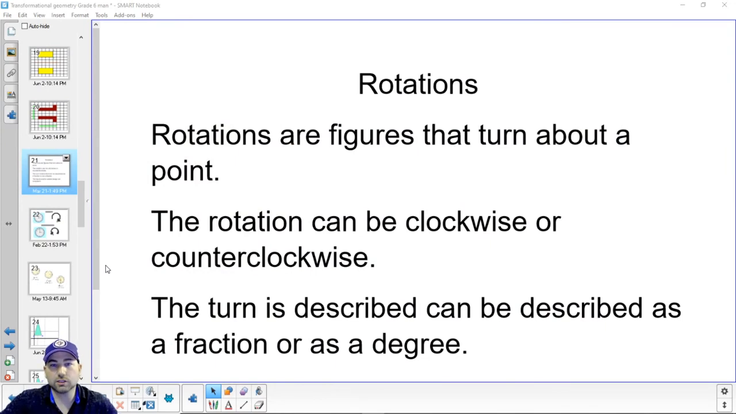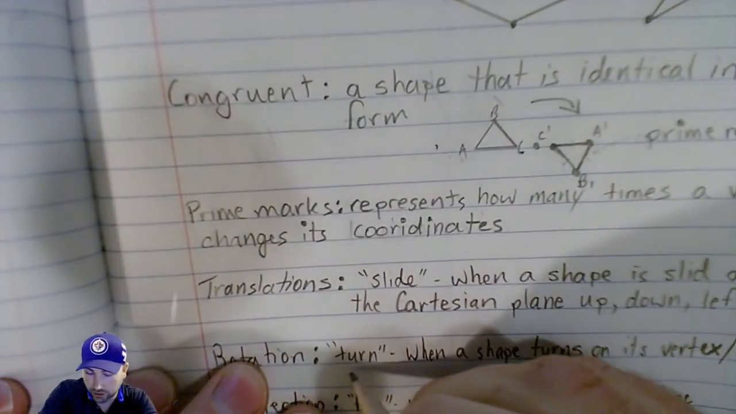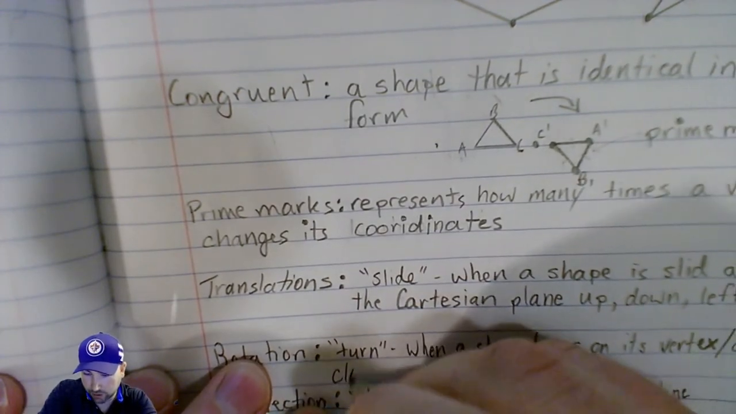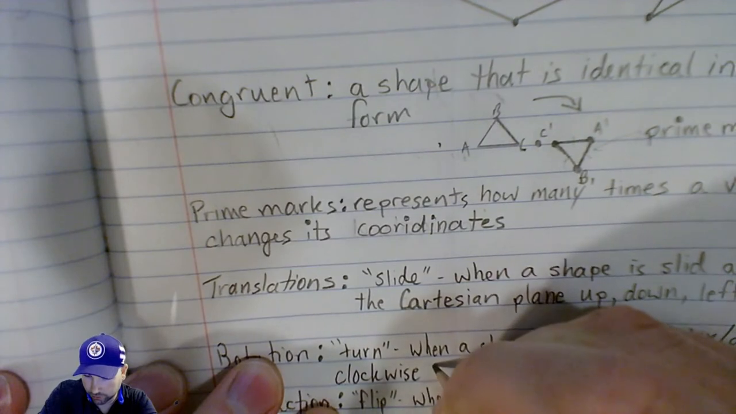Okay, rotations are figures that turn about a point or vertex. A rotation can be clockwise or counterclockwise. So we can write that in our notes as clockwise, CW, or CCW. So rotation, you can say clockwise, which is CW.